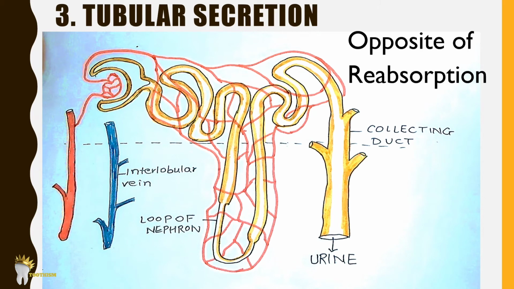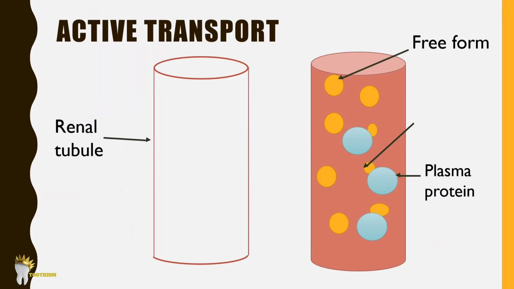Now tubular secretion simply means transport of certain molecules out of these peritubular capillaries into the lumen of the renal tubule. So this is the opposite of reabsorption. This tubular secretion occurs by active transport. Suppose this is a peritubular vessel. In this vessel, the drug exists in free form. Let's assume this yellow one is the free form and this is the plasma protein bound form.